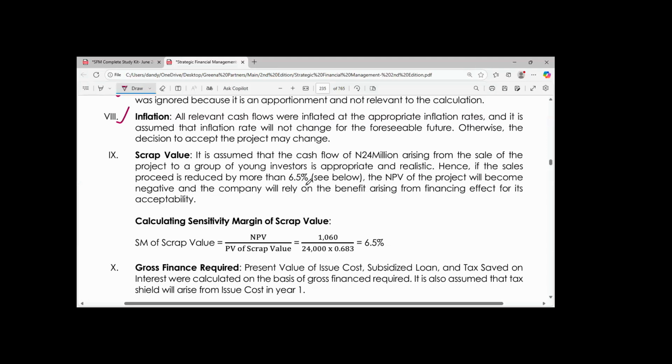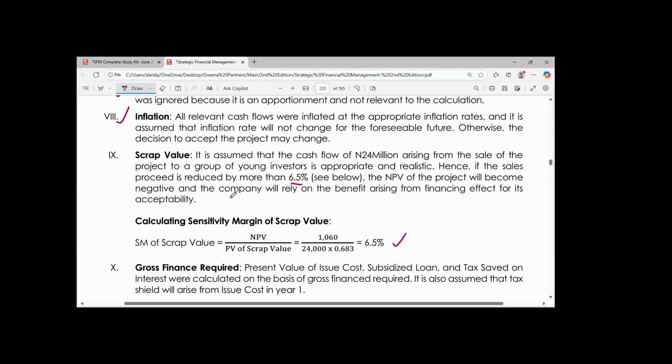And that's why, for us to be able to know the percentage to which the scrap value can fall, I need to go and calculate the sensitivity margin. So hence, if the sales proceeds are reduced by more than 6.5%, that is the sensitivity margin I calculated here. When we get to risk and uncertainty, I will show you how to calculate the sensitivity margin in more detail.